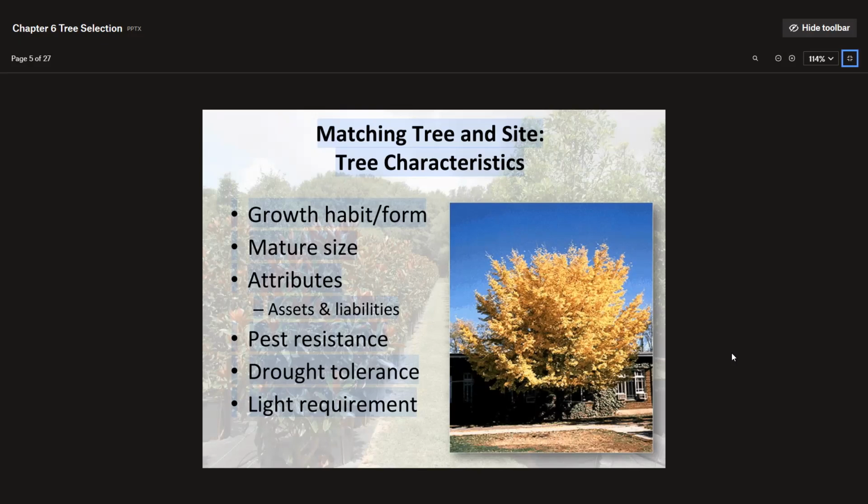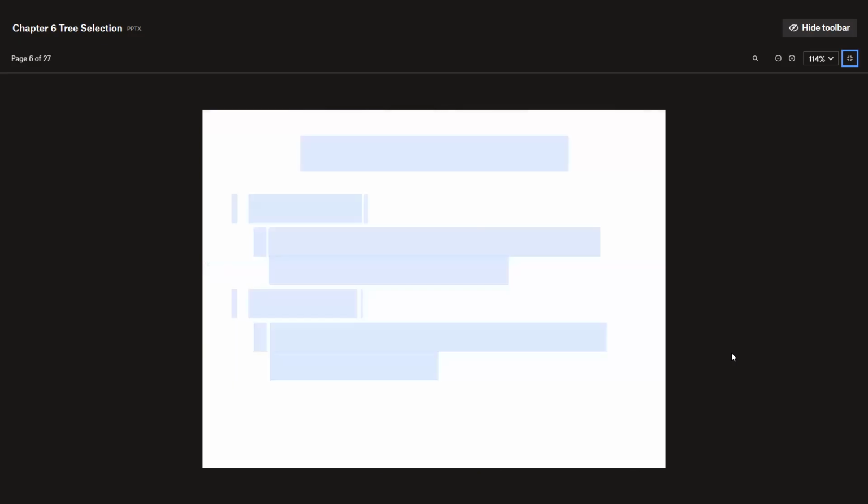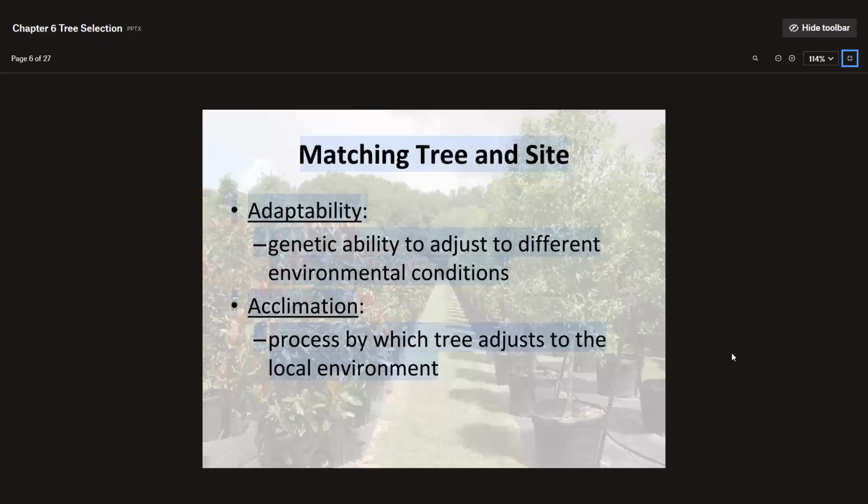Drought tolerance. How much water are you going to get? Light requirements. How much light does this tree really need to survive, right? Is it an understory tree? It doesn't need so much. If it's an overstory tree, it's going to need light. Okay, these are all things to think about. Adaptability, your genetic ability to adjust to different environmental conditions. That's adaptability. Acclimation, well, that's the process by which trees adjust to the local environment. Might want to make note of that. Acclimation is the process by which trees adjust to the local environment. Adaptability is the genetic ability to adjust to different environmental conditions. Okay?